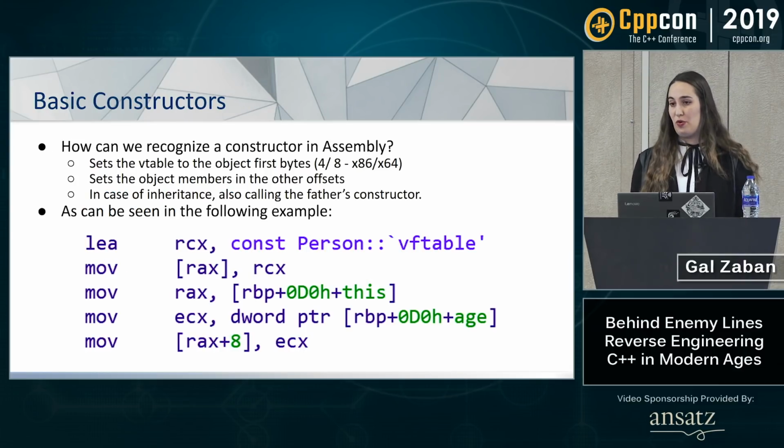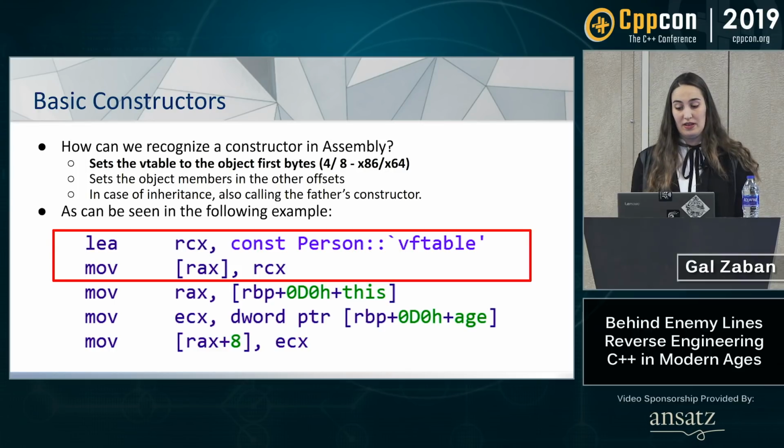So now we are going to focus more on the constructor itself. We have a few ways to recognize a constructor in assembly. The first thing you can see is the vtable assignment. In a lot of cases you have a vtable, but if you don't have virtual functions in the class, there will be no vtable. In this case, there are 3 virtual functions in our class, so here we have the assignment of the vtable to the first 8 bytes of the object.